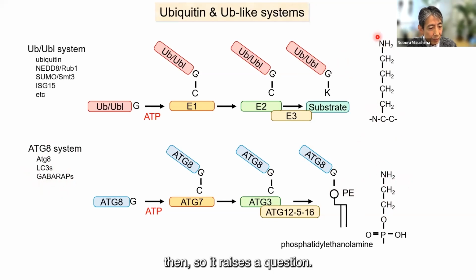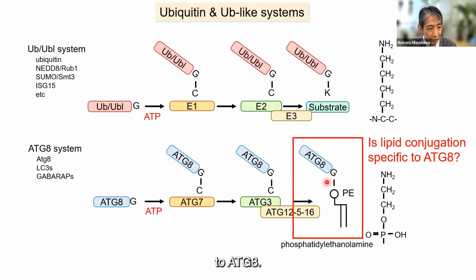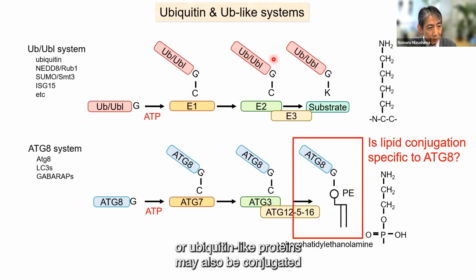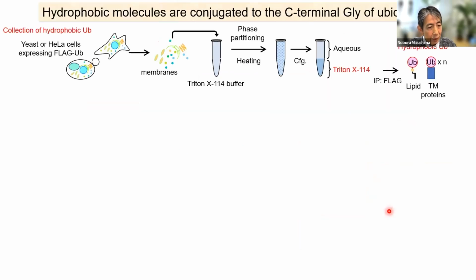Then it raises a question: whether lipid conjugation is indeed specific to ATG8. So ubiquitin or ubiquitin-like proteins may also be conjugated to phospholipids. So we tested this hypothesis.